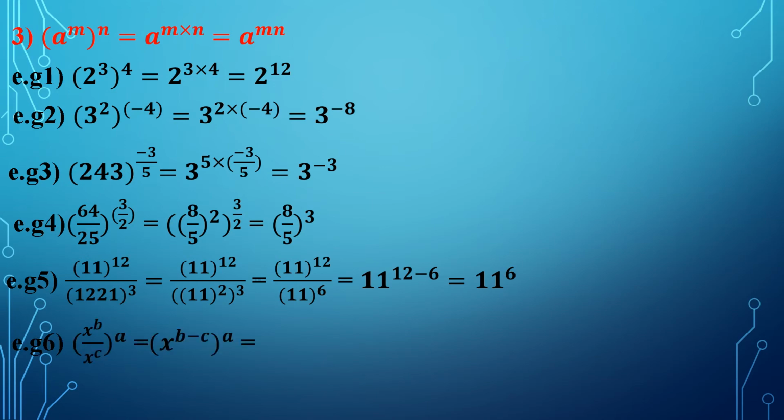So now we can integrate more than one law and find the final answer or simplify. The last example, x raised to b upon x raised to c whole raised to a. Now we know that for division, x raised to b upon x raised to c will give us x raised to b minus c. Now we will use the power of power and multiply b minus c with a to get the final answer as x raised to ba minus ca.